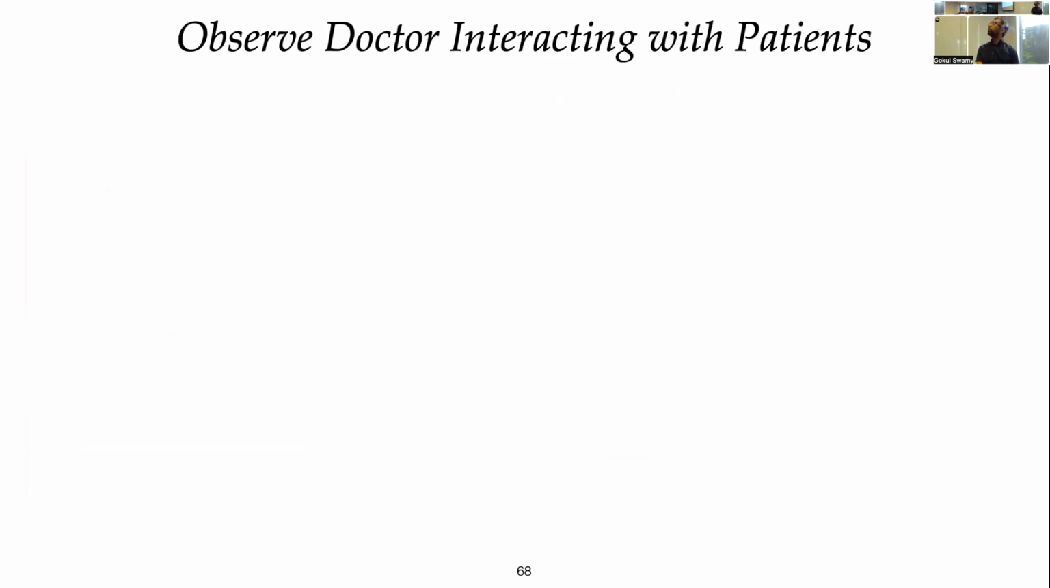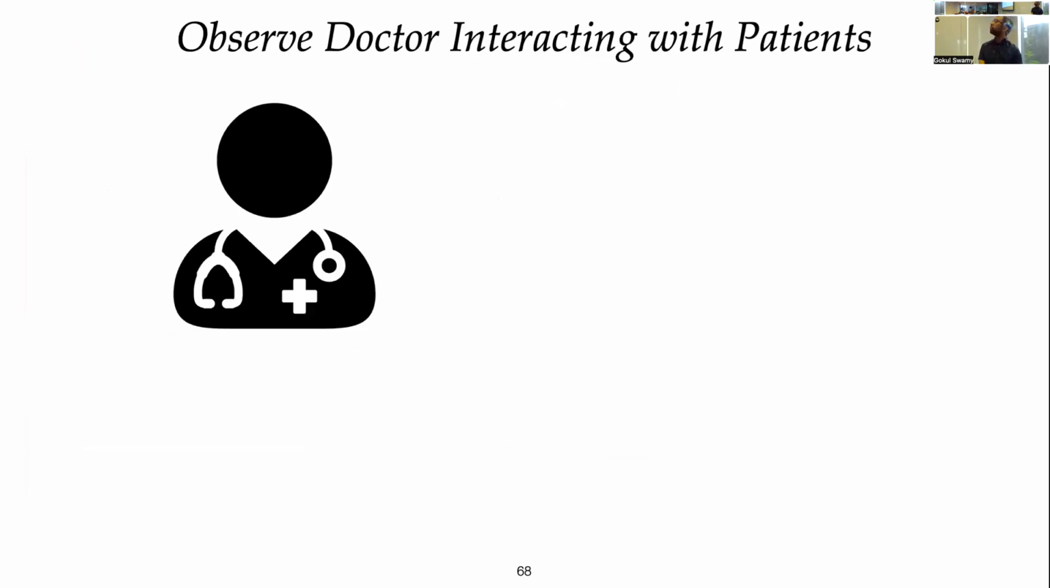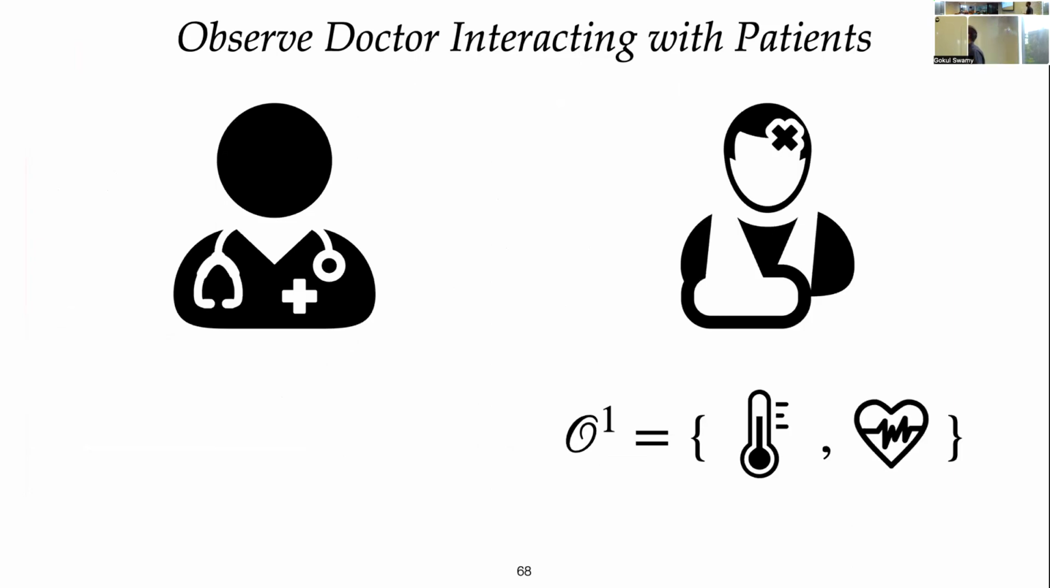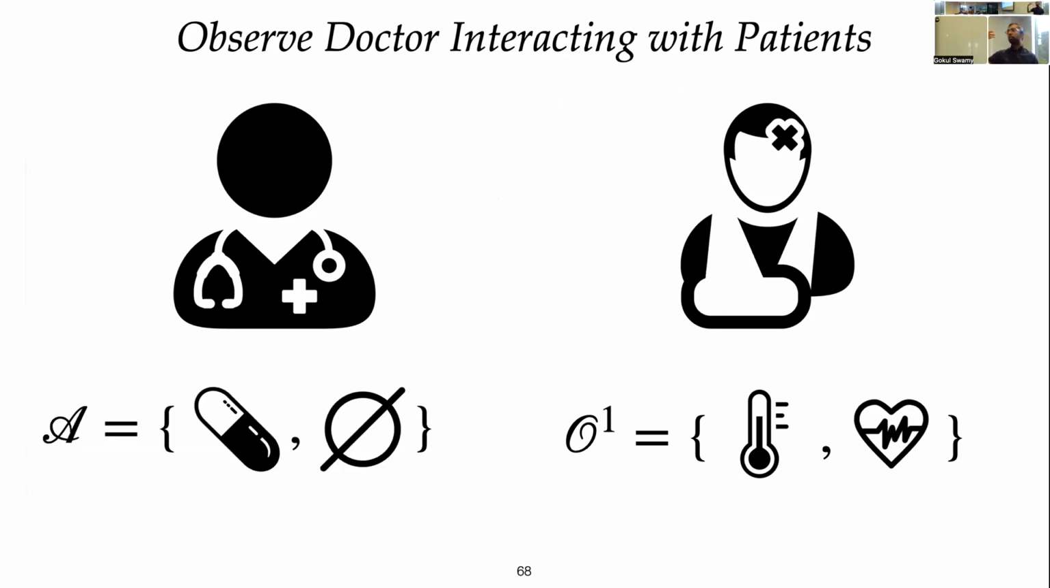So let's say we observe some doctor interacting with patients. A patient comes into the clinic and they observe certain things about them. Maybe they observe their temperature, some of their vital signs, something like that. And then they make a decision of whether to give them some sort of treatment or not. Maybe they give them some sort of medicine or just send them home.